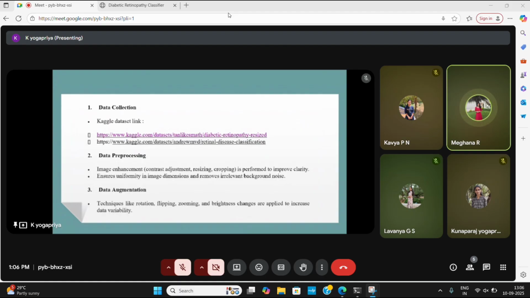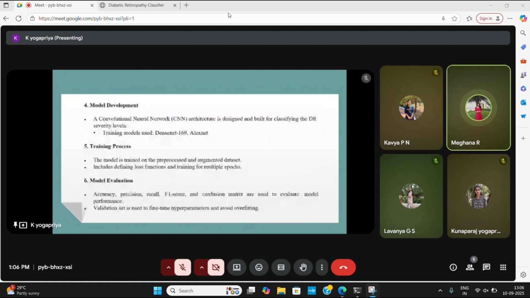And the third step is data augmentation. To increase the diversity of the data set and to reduce overfitting, augmentation techniques are applied. Some of the techniques are rotation at various angles, horizontal or vertical flipping, zooming, cropping, translation, and brightness and contrast variation. Augmentation simulates different clinical scenarios, improving the model's robustness.